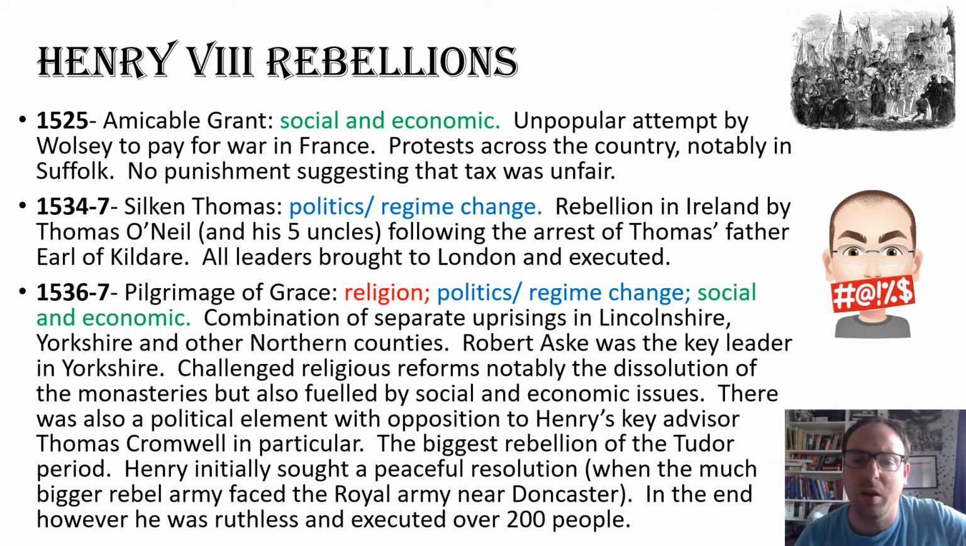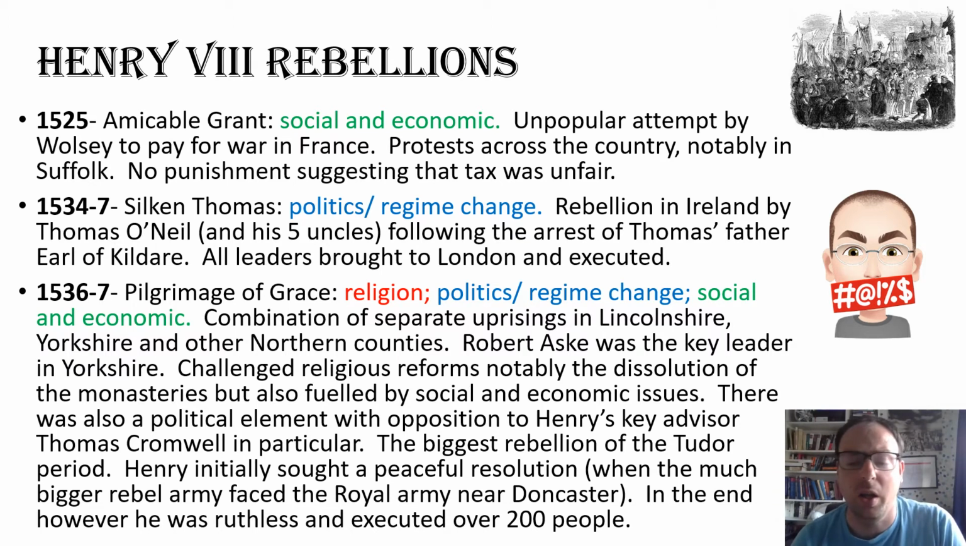We then see again the beginning of problems which we're going to run all the way through from here, which is problems in Ireland. So we see the Silken Thomas Rebellion, which runs 34 to 37. It's led by Thomas O'Neill, often referred to as Silken Thomas, and his 5 uncles, following the arrest of Thomas's father, the Earl of Kildare, who was then held in the Tower of London. And again, the rebellion is not hugely successful, and all those leaders are brought to London and executed. But Ireland will continue to be a problem running from this point forward for the Tudors.